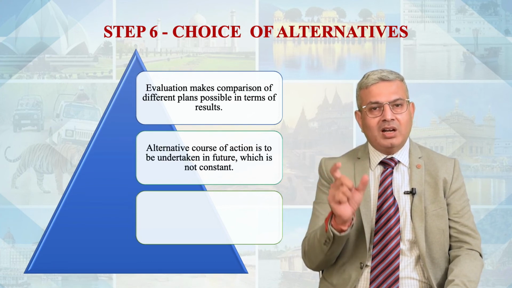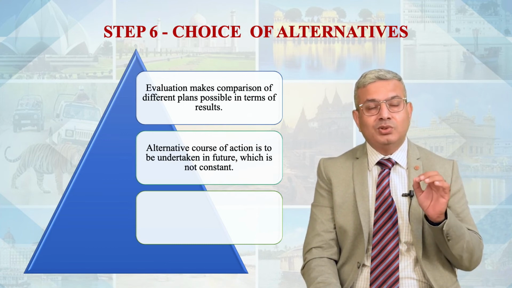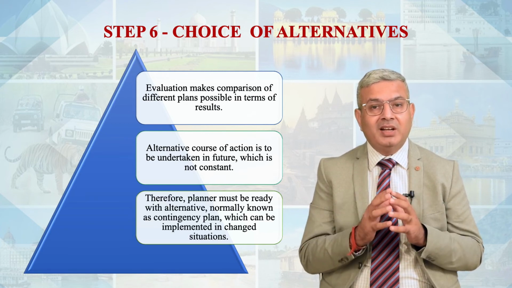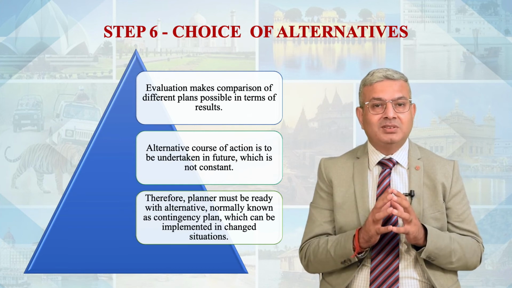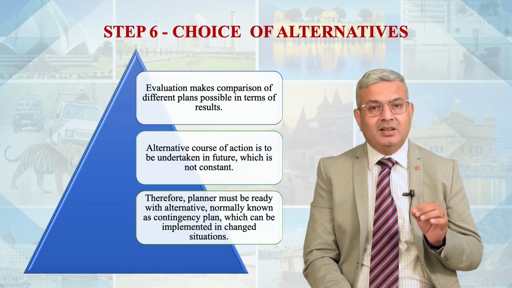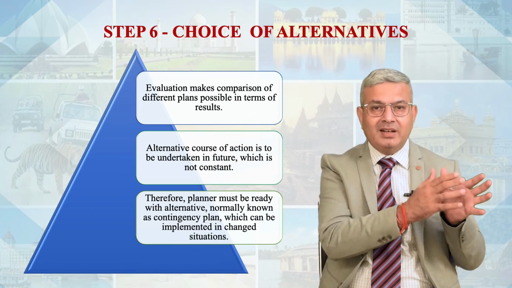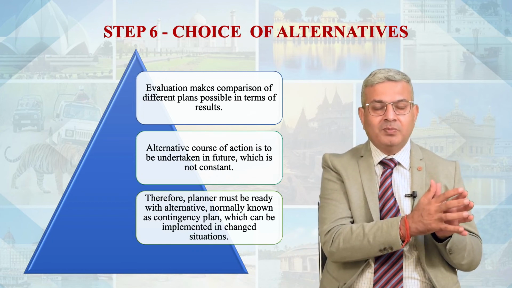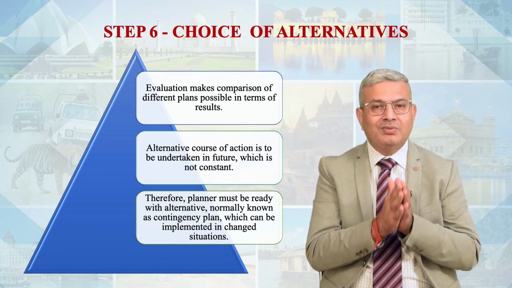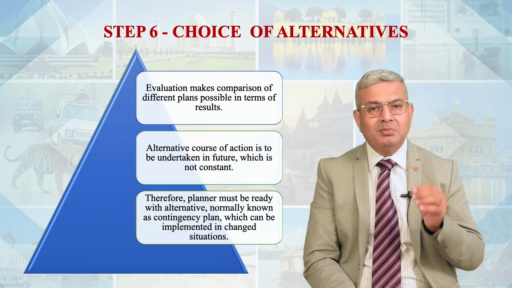So alternative courses of action to be undertaken in future are not constant. Therefore, a planner must be ready with various alternatives. Normally what we call a contingency plan is, in other terms, also known as plan B. Though you have selected the best alternative, no doubt about it, along with the best alternative you should always have a contingency plan. Why is this contingency plan or plan B important?